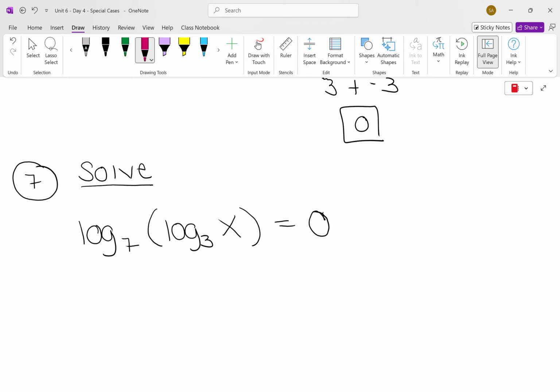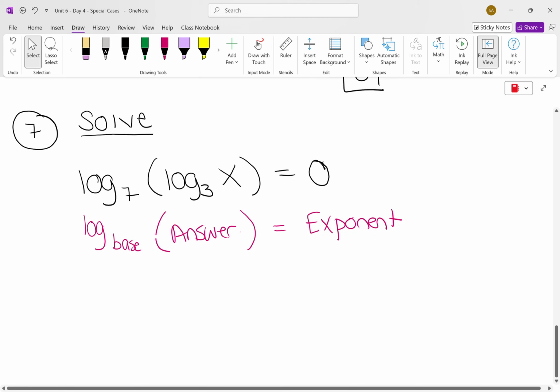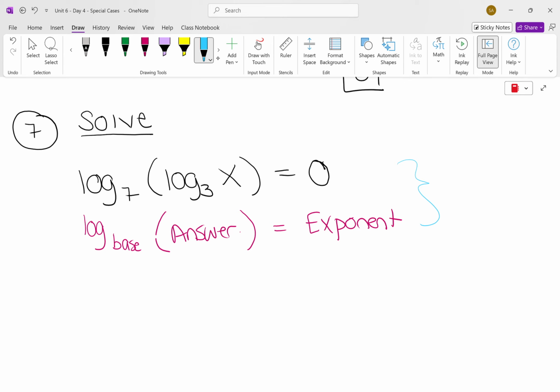But what I am going to do is treat this like a log problem that I'm going to change back into exponential. What do I mean? I'm going to say the outside log is my log, so log base 7, and my parentheses is my answer, not my exponent. So I'm going to treat this as my answer equals the exponent. All right, so now I'm going to change to exponential. I'll write this down. Change.